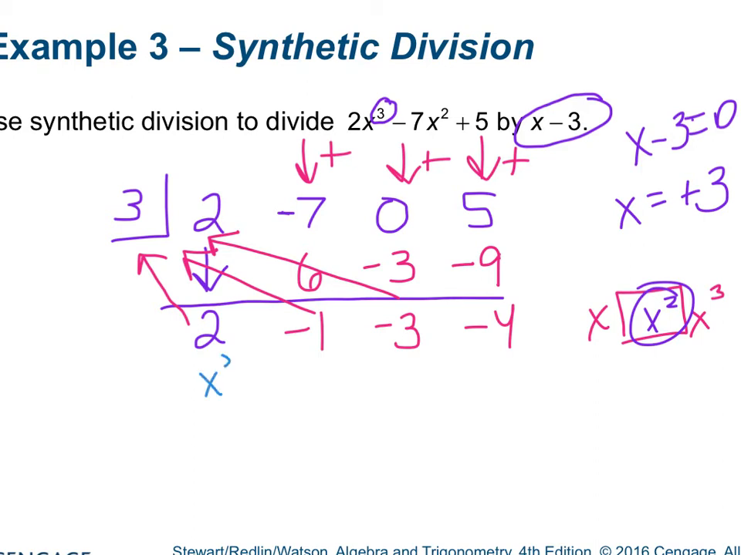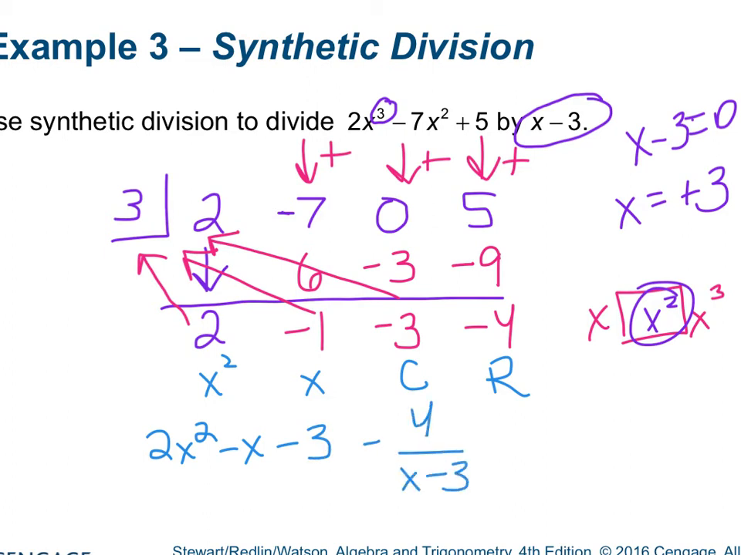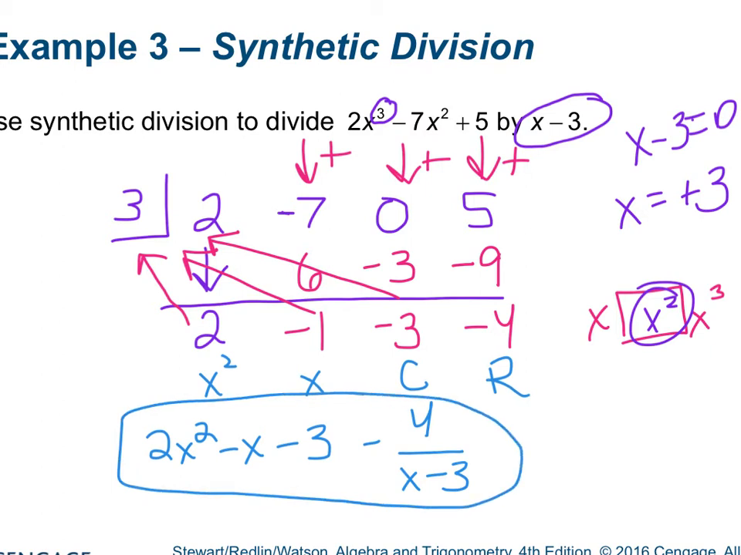So this is the x squared column. This is the x column. This is the constant. And this is the remainder. So you would literally write this out as 2x squared minus x minus 3 minus 4 over x minus 3. Is that the exact same thing that we just got 2 minutes ago when we did long division? Yes.